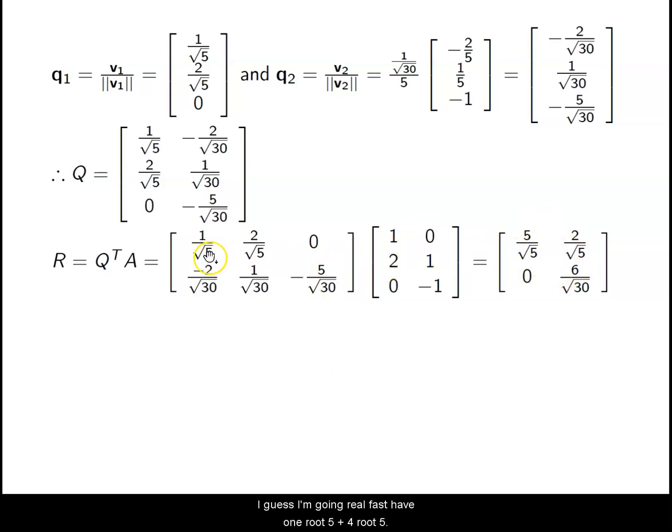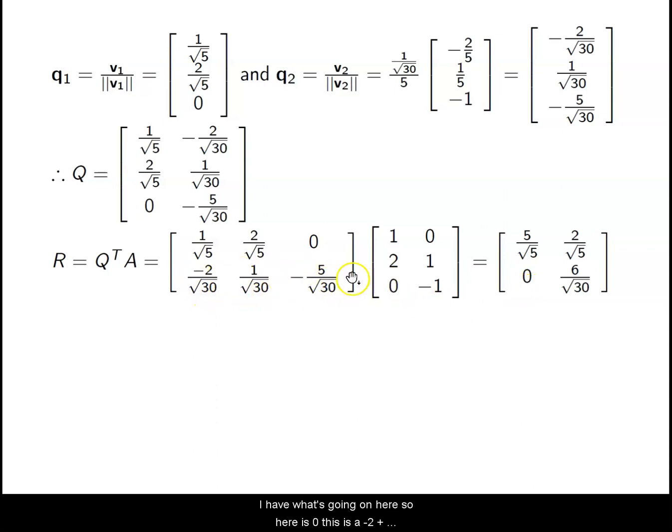So I guess we can go over it real fast. I have 1 root 5 plus 4 root 5. It's 5 root 5 and nothing here. For this one, I'll go this vector times this vector, right? This row vector and this column vector. So I got 0 times 2 root 5 times a 0. So 2 root 5. For this one, I have, what's going on here.